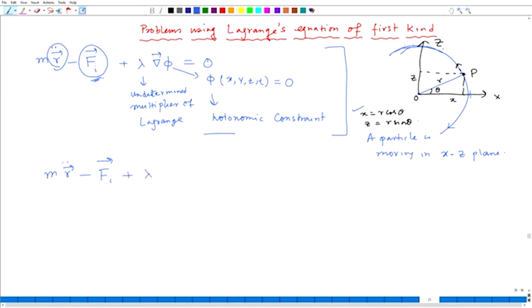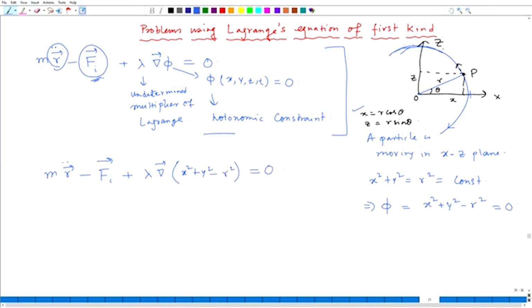Now, first we will attack this phi. What is the constraint here? The constraint is x square plus y square will be equal to r square, which is constant. So, phi will be equal to x square plus y square minus r square, and that is equal to 0.